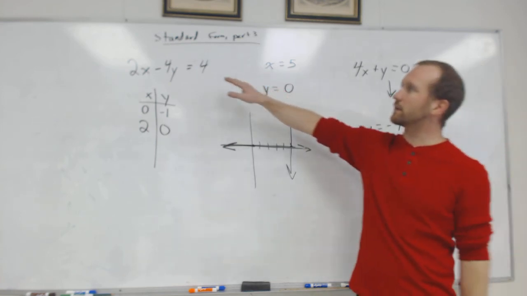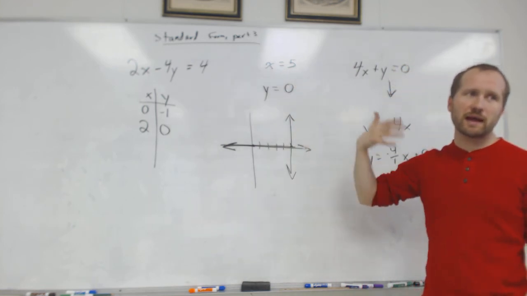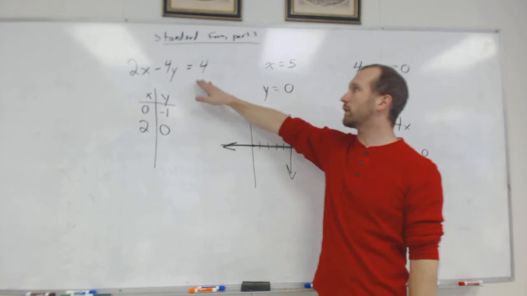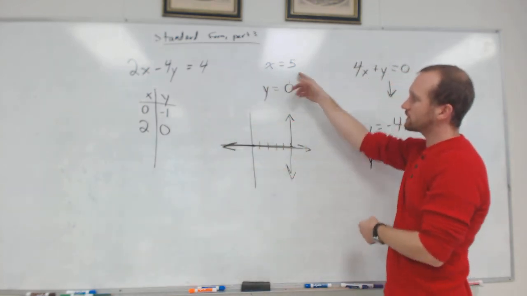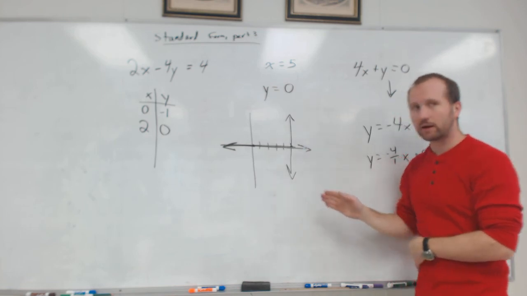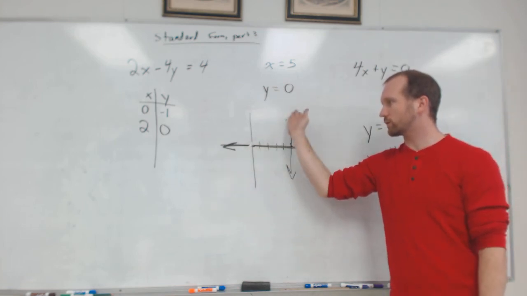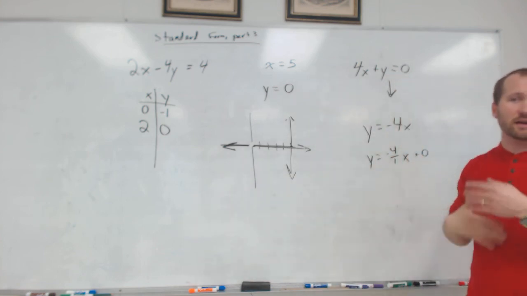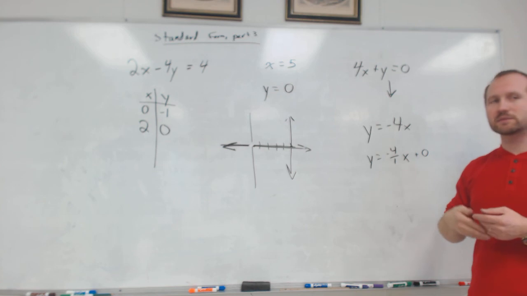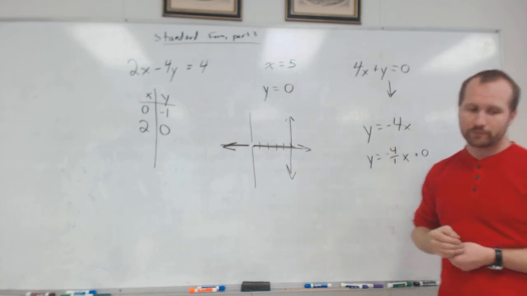And as we see different types of equations, we try to recognize those patterns. Oh, I know that this is going to have two x and y intercepts. I know that this is going to be a vertical line. I know that this one's going to go through the origin, through the middle, because it equals 0. And once you start to recognize those patterns, it becomes easier to graph a bunch of different things. Okay.